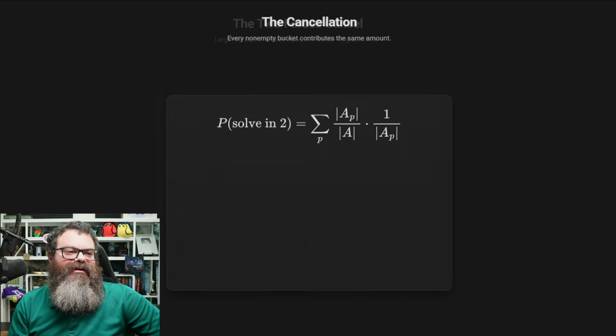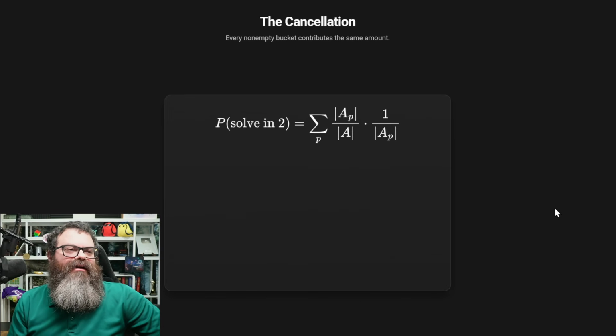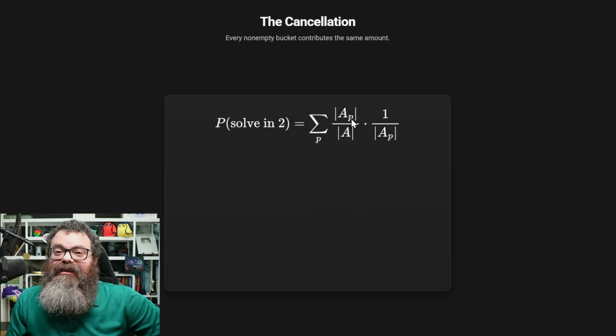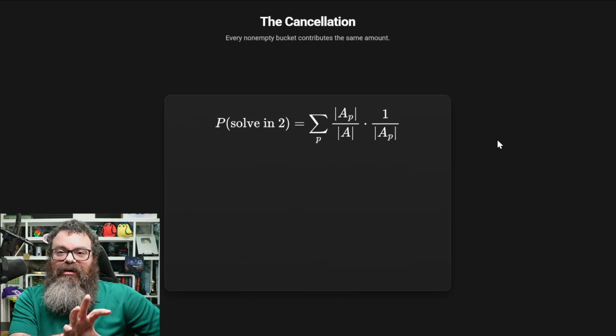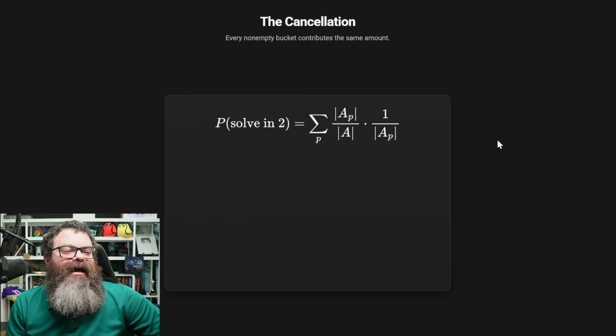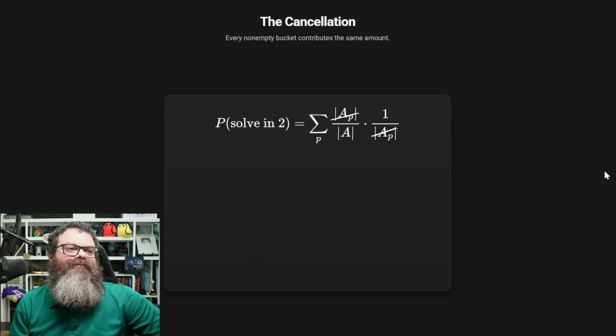That's going to be, I'm going to bring it over to here. It's going to be the size of the number of answers in the bucket divided by the total number of answers. That's the probability of getting that pattern at all, multiplied by the probability of picking out that pattern, or picking out the word now that we know the pattern. And we just multiply those together, and you will notice that these two cancel out.